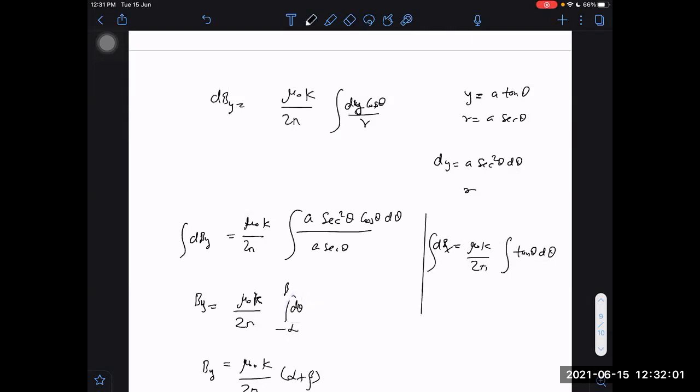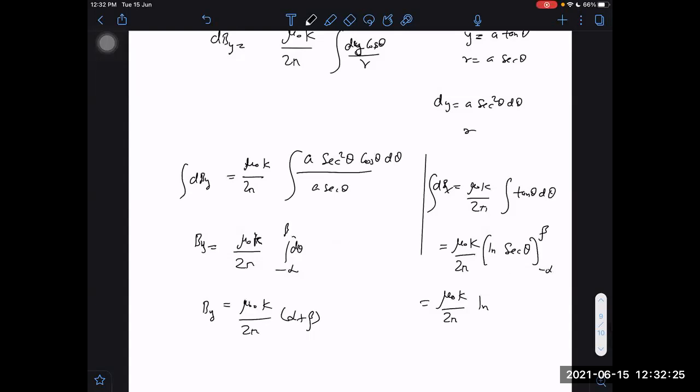What is it now? Mu naught into k divided by 2 pi into log of secant theta. Log secant theta only, right? I am not sure about this sign. The sign is also correct only. Then from minus alpha to plus beta, we get mu naught into k by 2 pi ln.